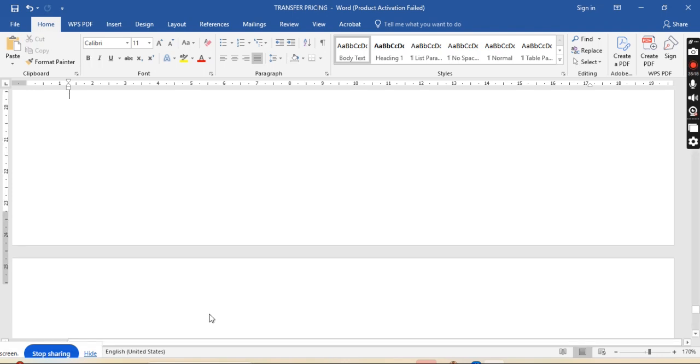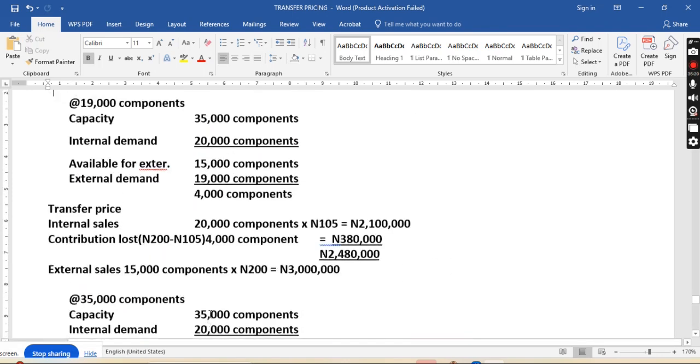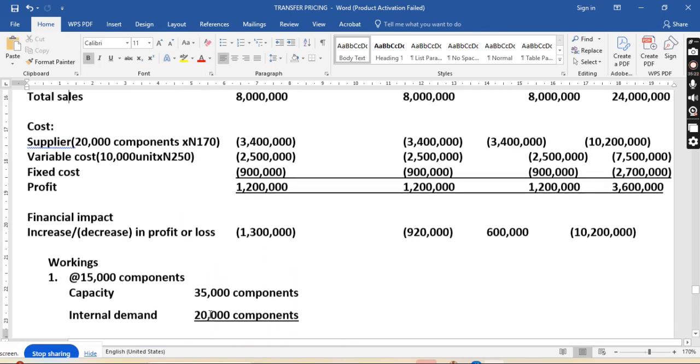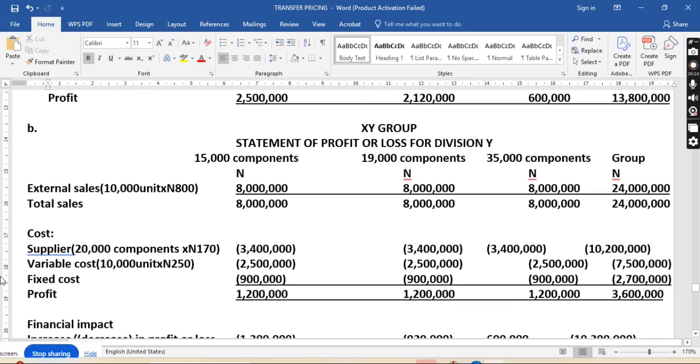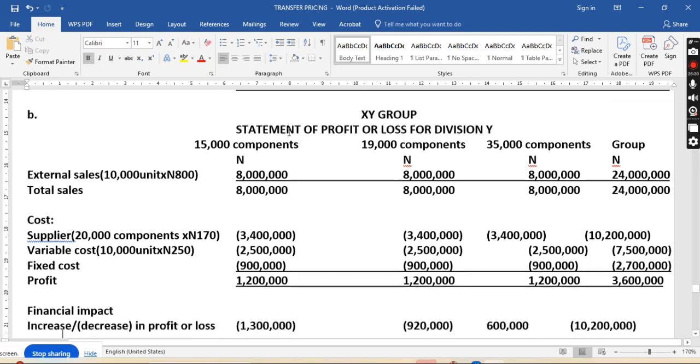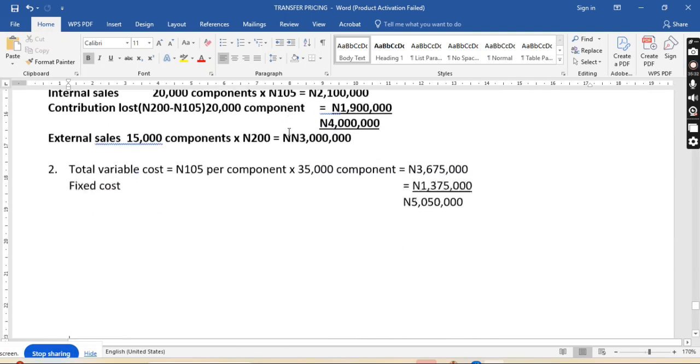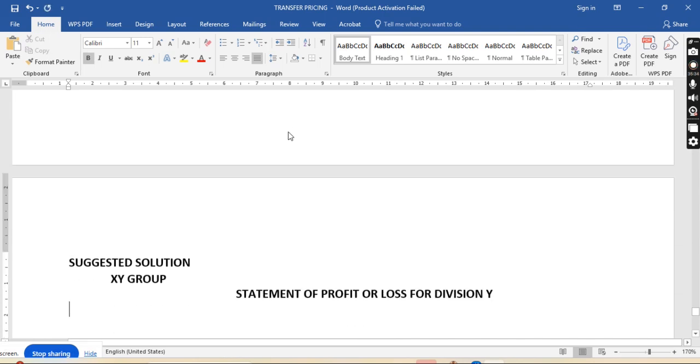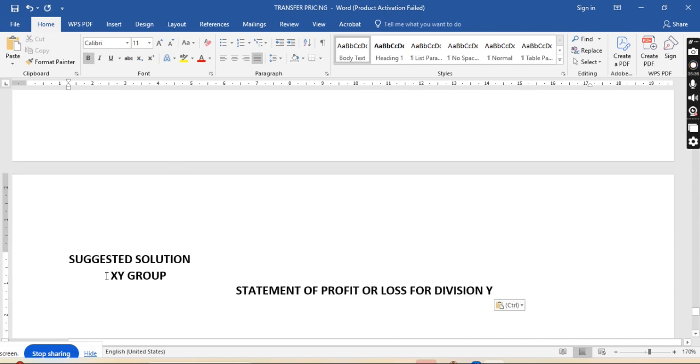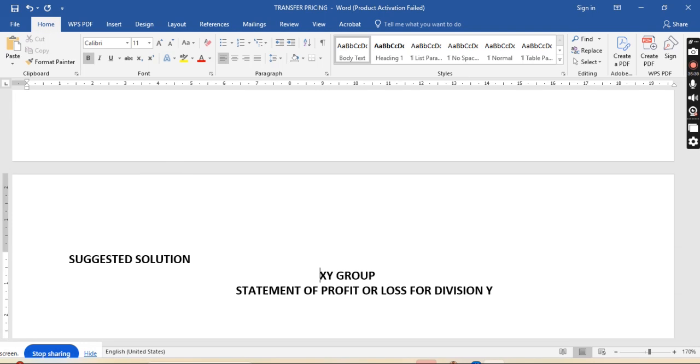Or you can just copy this part, or copy something from here. We are not doing it. Okay. What percent capacity? 80, right? The first one is 80.